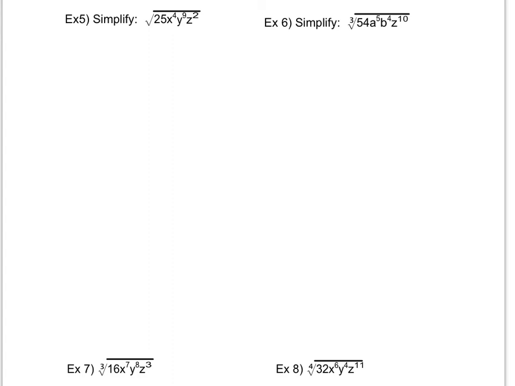On example 5, again, I have a square root, so I'm going to go ahead and say, well, if I break 25, 25 is a perfect square. So I'm just going to, for the first step, leave it as a square root of 25. I don't want to break it up because in my next step I'm going to change it to 5. If you wanted to change it to 5 in the first step, go ahead. X to the 4 over 2, y to the 9 over 2, and z to the 2 over 2.